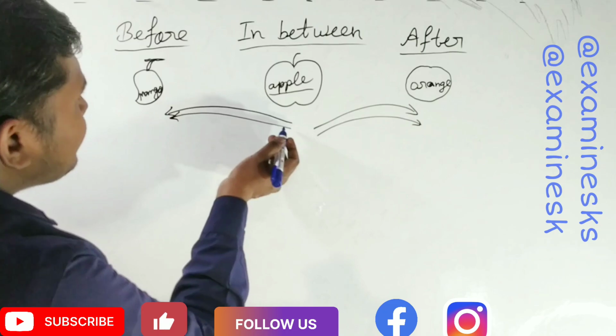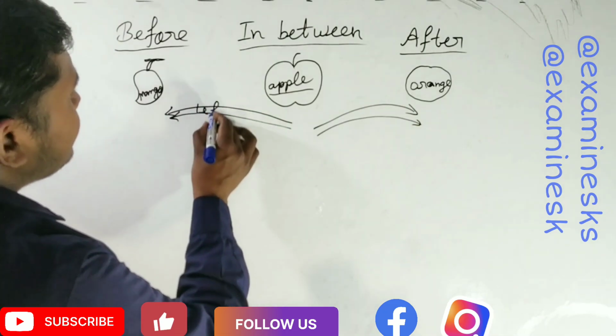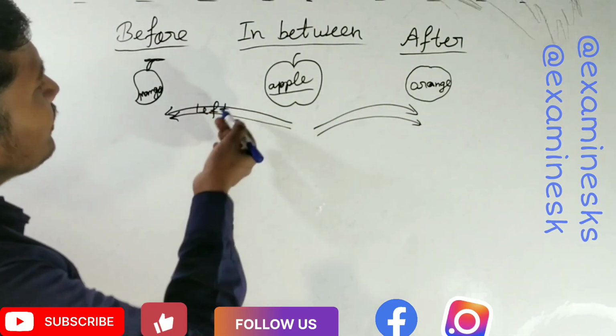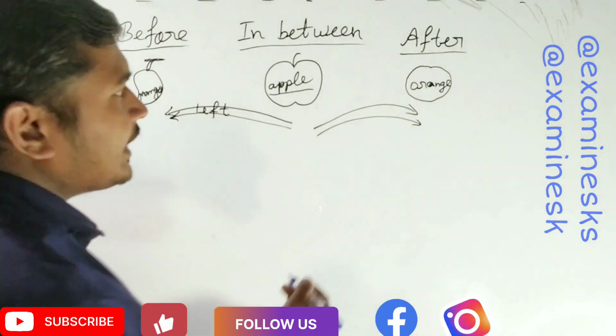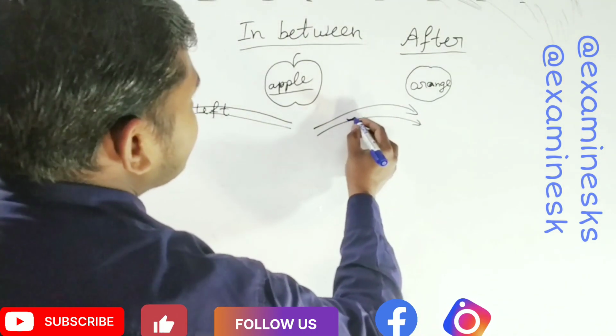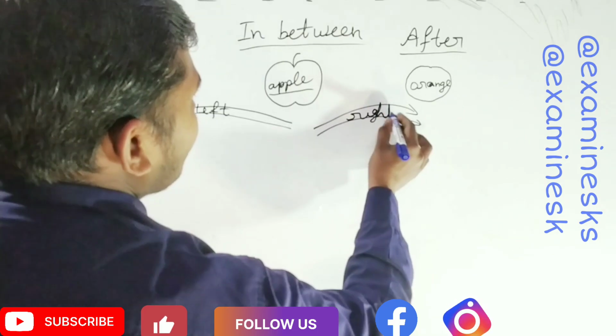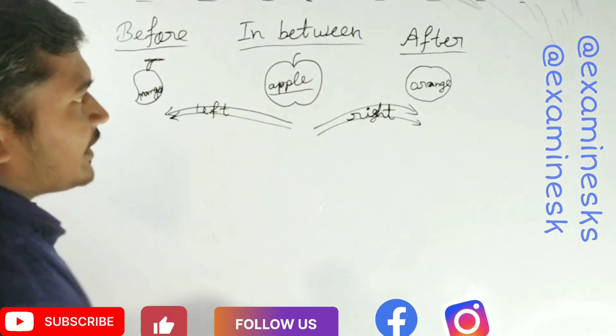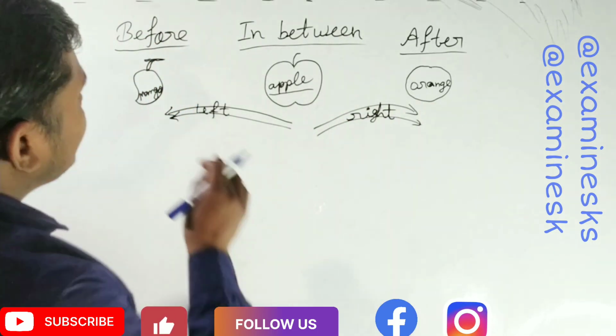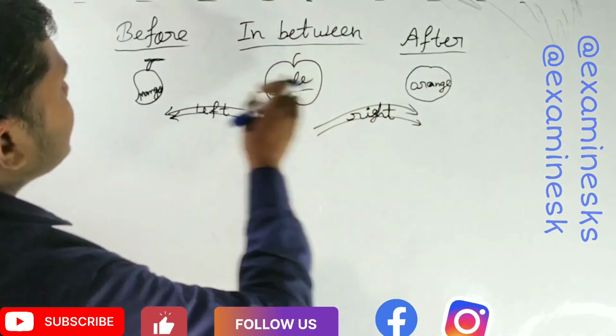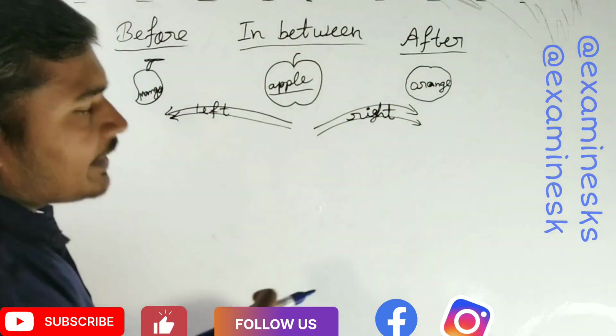Here before means just left, meaning mango is just left of the apple, and after means right, meaning orange is just right of the apple. So mango, apple and orange denote before, in between and after.